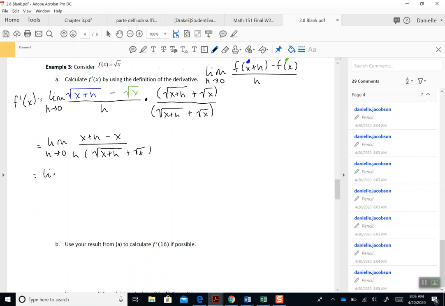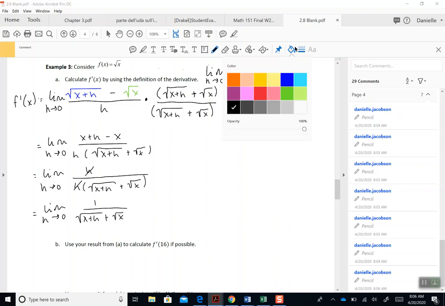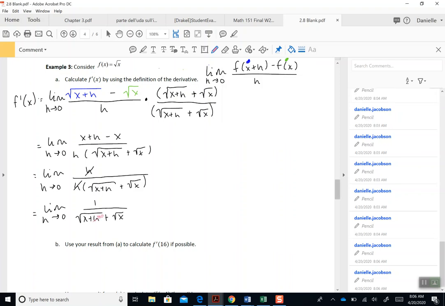Okay, this is equivalent to the limit as h goes to 0 of, the x's subtract out of the numerator, so we have h over h times root x plus h plus root x. All right, the h's divide out here, which is fantastic because that's what we wanted to happen. So we're left with the limit as h goes to 0 of 1 over root x plus h plus root x. At this point, I can absolutely run my limit, so let's go ahead and do it. Right here, we have the limit as h goes to 0. So this h goes to 0, which means we're left with 1 over root x.